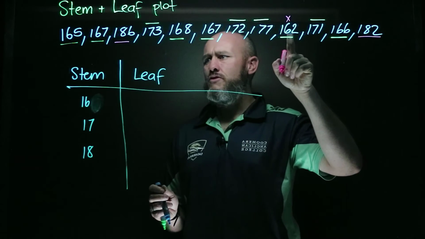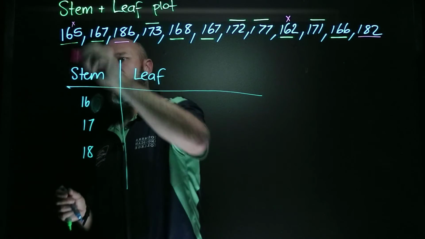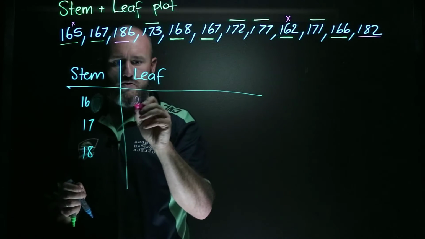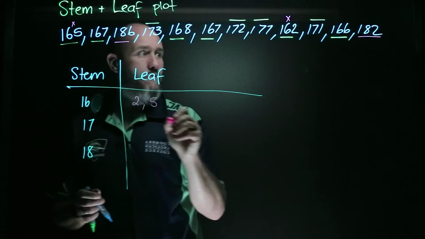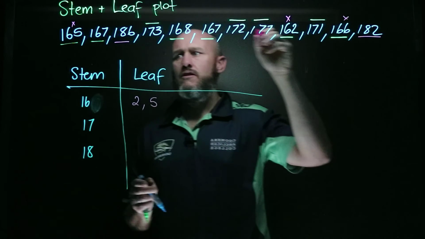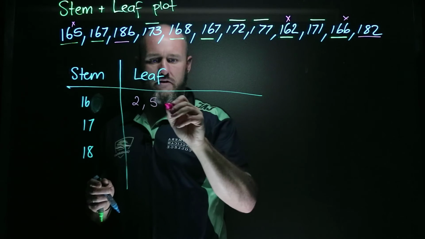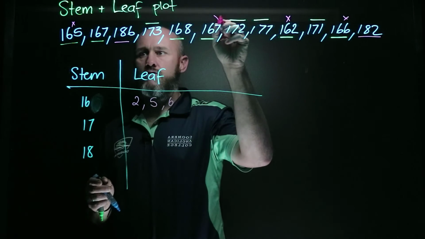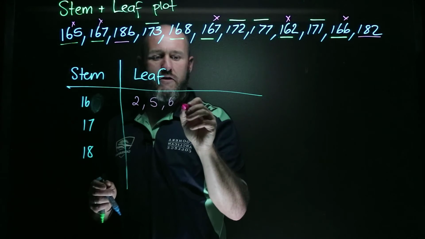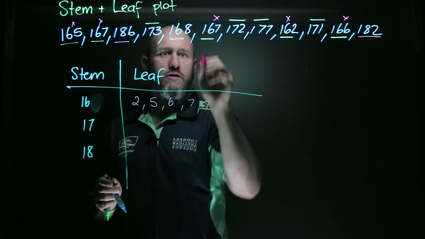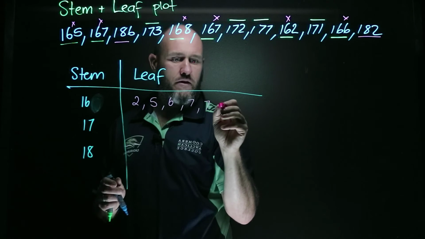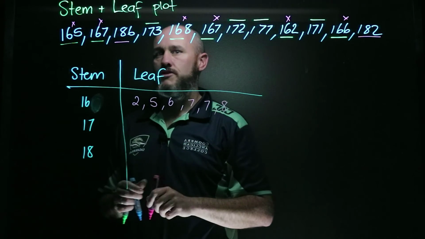So 162 is the smallest. And then I've got a 165. So let's go through. I've got a 2. I've got a 5. I've got a 6. And that's the only 6, and I think I've got 2 7s. So 7, 7, and then I've got an 8, and that's all my 160s.